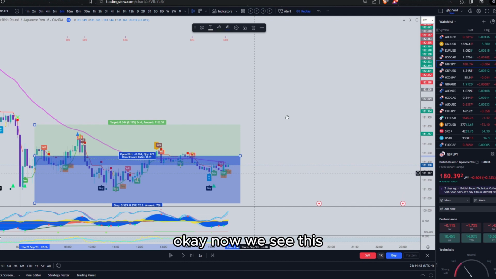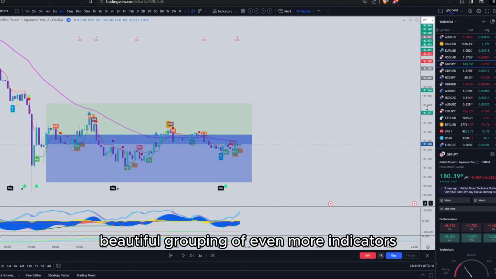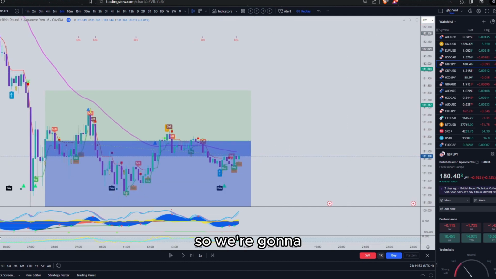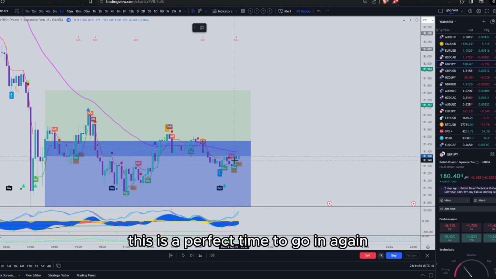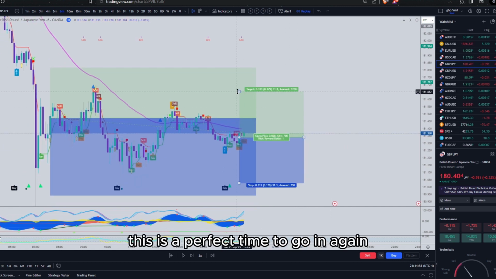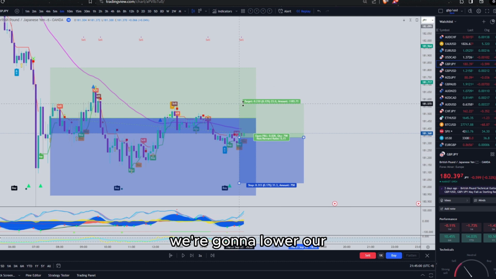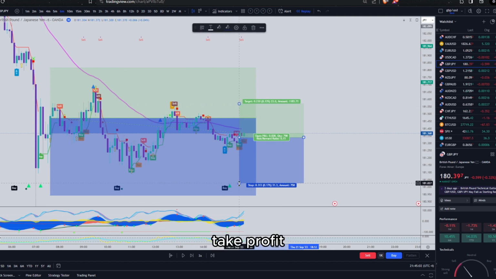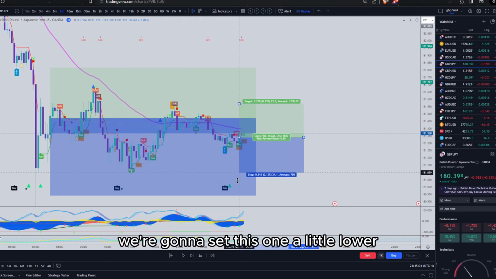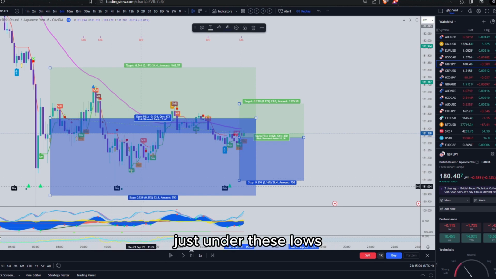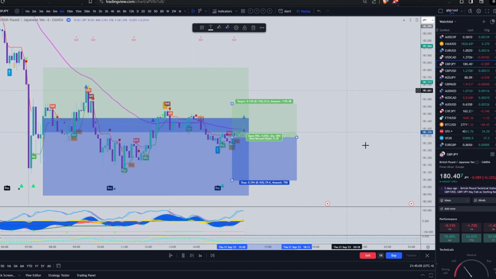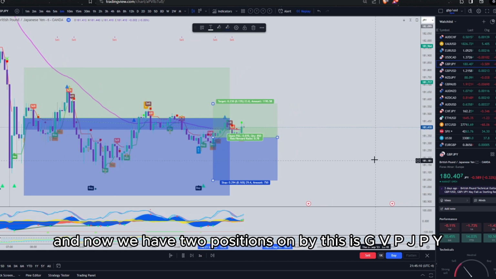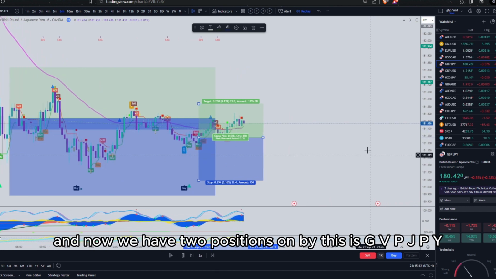Okay, now we see this beautiful grouping of even more indicators. So this is a perfect time to go in again. We're gonna lower our take profit. We're gonna set this one a little lower, just under these lows. And now we have two positions on buy. This is GBP JPY.